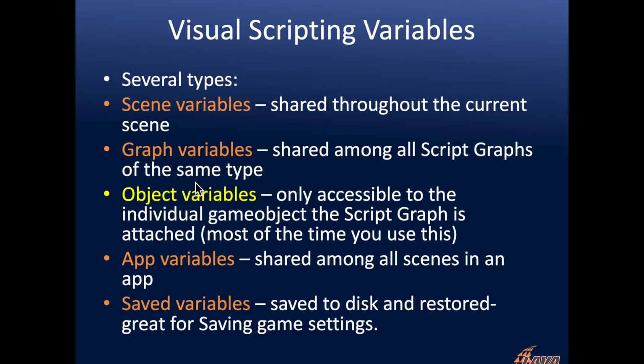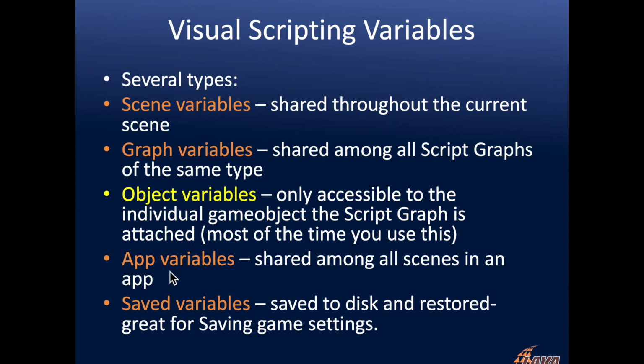In visual scripting, there are a bunch of different types of variables. One of them is called a scene variable. And what that means is that that particular variable is shared throughout the entire scene. So every game object and every visual scripting script has access to this same variable. There are also graph variables, which are shared among all script graphs of the same type. And most of the time, you'll actually be dealing with object variables. Everything you've seen so far has been dealing with object variables. And they're only accessible to the individual game object that the script graph is attached to.